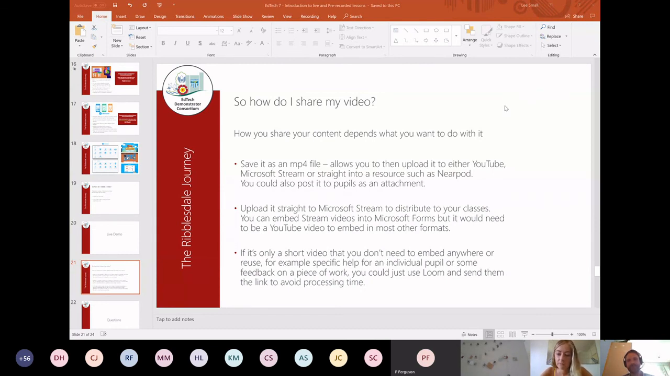Is Nearpod a free resource or is there a subscription fee to it? So there's a basic account which is free, and at the moment they're offering a free upgrade as well due to the COVID-19 situation, so that you can access the full features and see whether you might want to subscribe to that later on. But a lot of the basic features are there on the basic plan and they're really good as well.